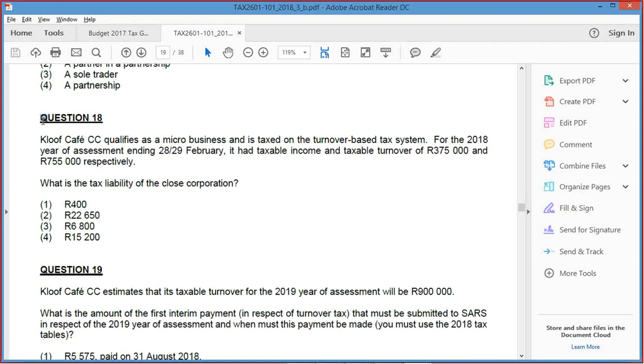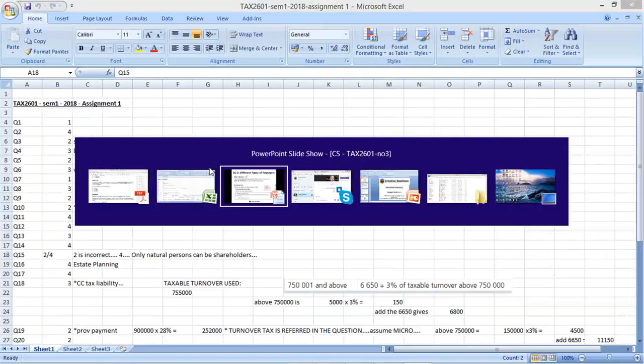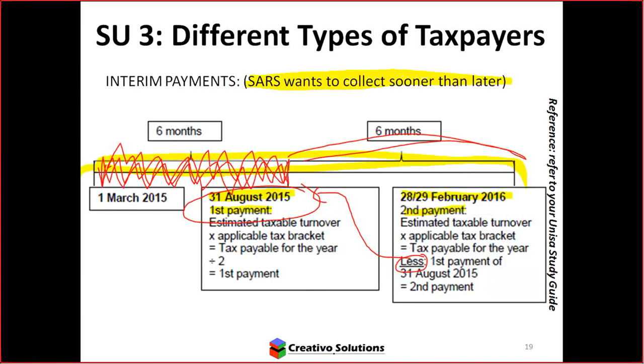Okay. Right, here's one. 18. Kloof Cafe qualifies as a micro business. If it's a micro business, do I use 28%? Do I use turnover tax, or do I use SBC income tax? If it's a micro business, which one do I use? Oh, you don't use 28%, you use turnover tax. Yes, so you use turnover tax. Good. So let's go back to turnover tax.